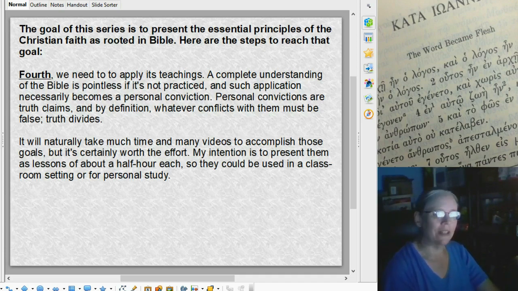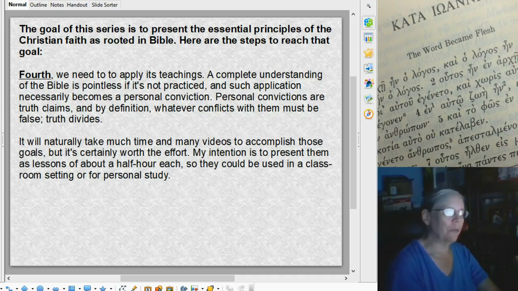You need to practice it if it's a conviction, if you believe it to be true, and you're so convinced it's true that nothing can persuade you otherwise, because you've looked at the evidence and so forth, and this is something that you will not renounce. That's what a conviction is. And therefore, by definition, by logic, whatever clashes with that, whatever contradicts it, is by definition false.